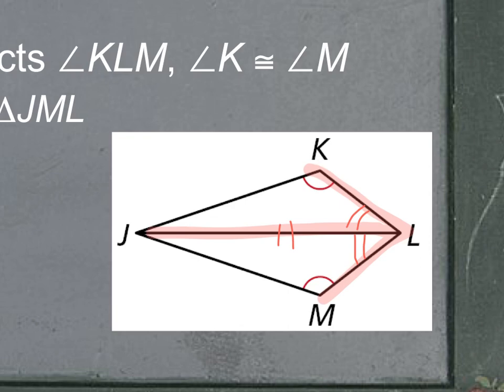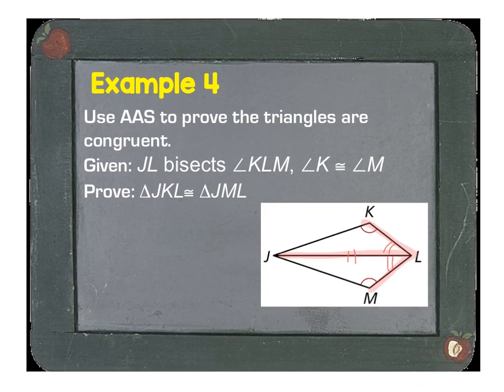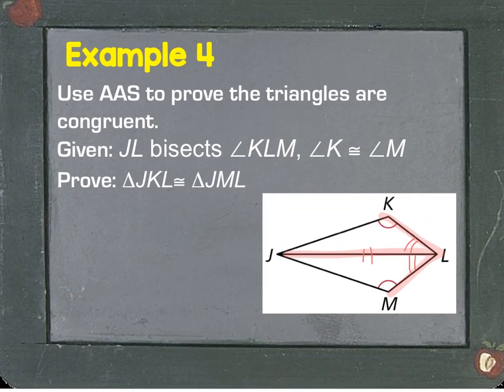So we have an angle, an angle, and a side. So can we use AAS to prove that these two triangles are congruent? Yes. So we can say JL is congruent to JL because of the reflexive property.